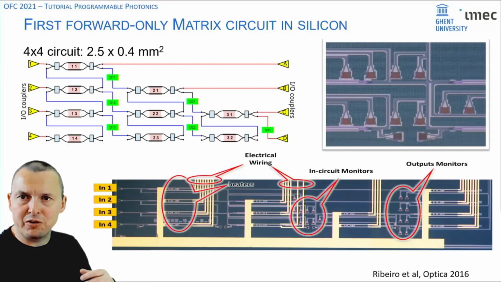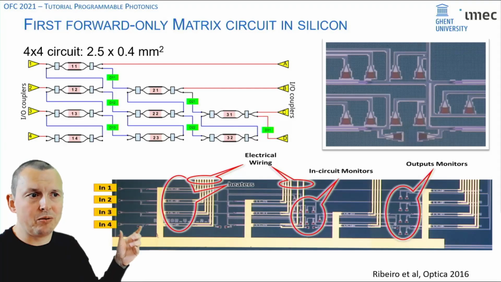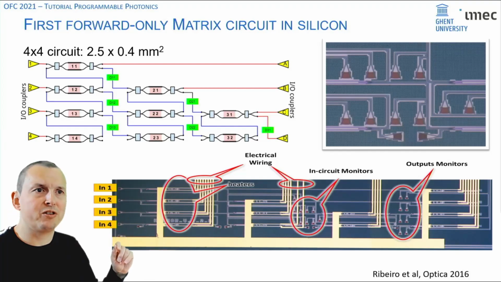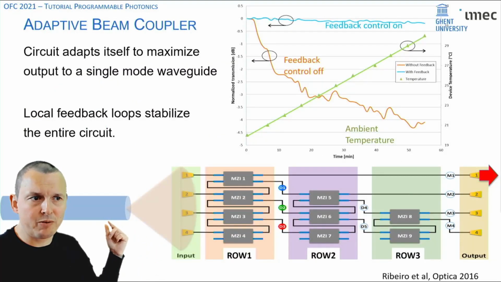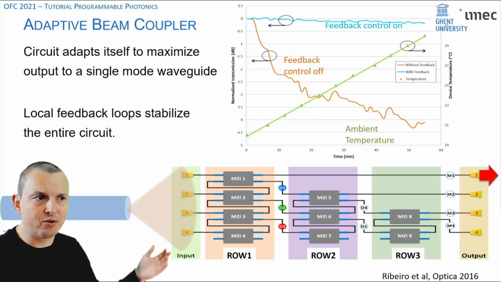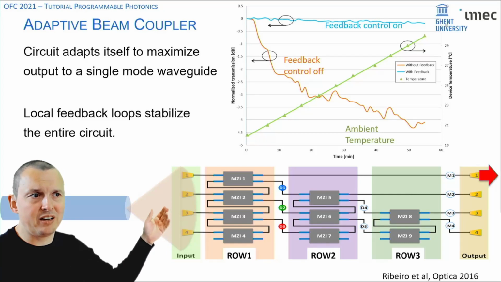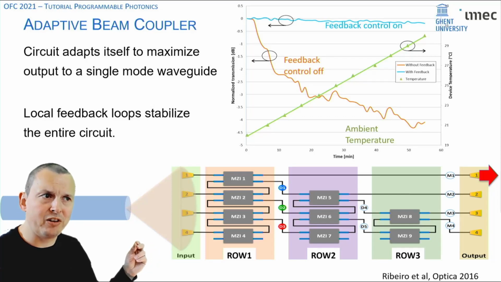was done by our group in Ghent, where we have 4 inputs, 4 outputs, and where the chip is only a few millimeters across. And just to show that it really works as a tunable beam coupler, we illuminated the chip with a fiber illuminating 4 grating couplers at the input. And then we basically let the algorithm run, monitoring all these output monitor detectors.